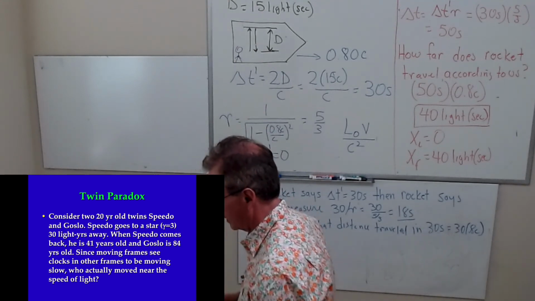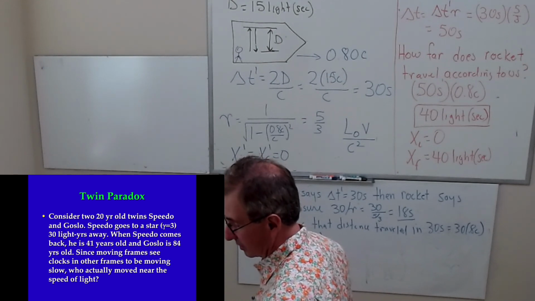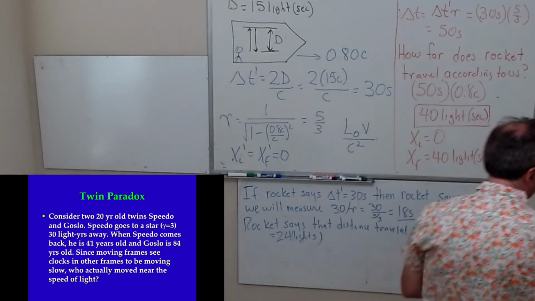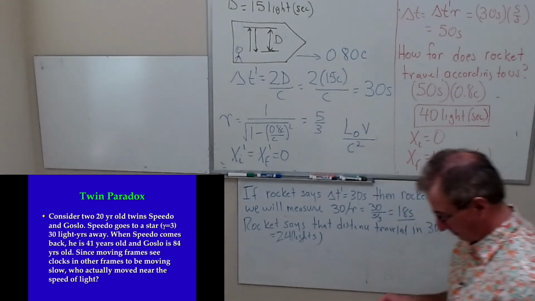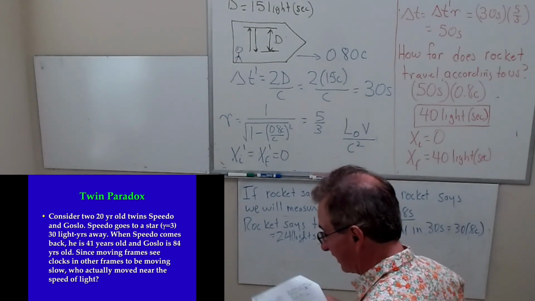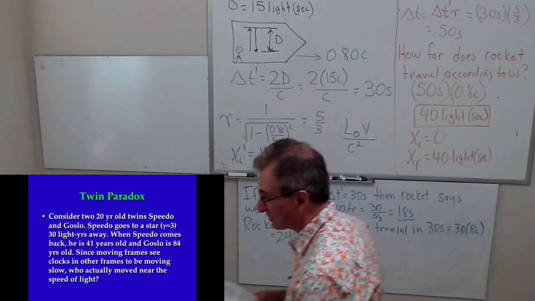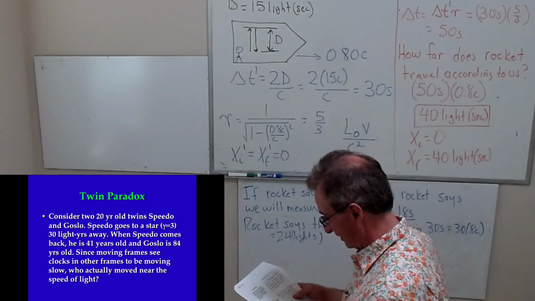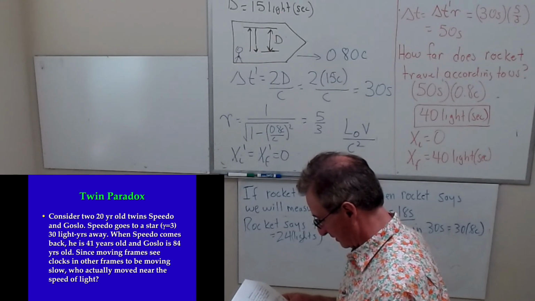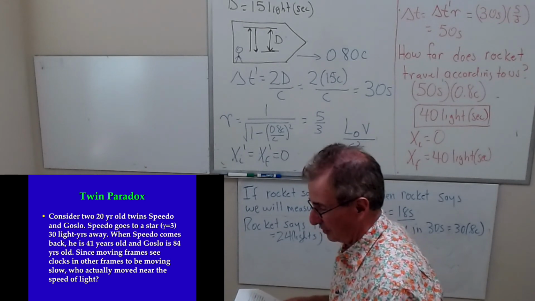Why? Why is Speedo not always in an inertial frame? Is it because he's traveling at the speed of light? He skips time, maybe? What do you mean he skips time? He has to turn around, right? He accelerates, or she accelerates.